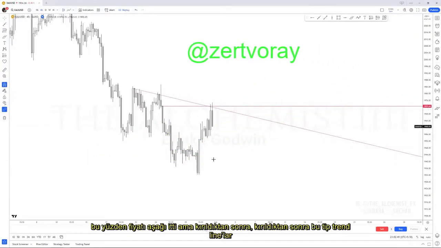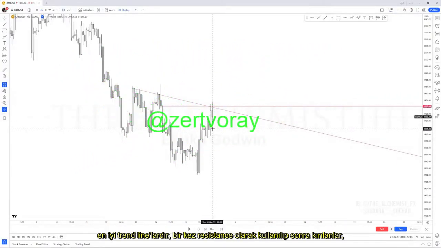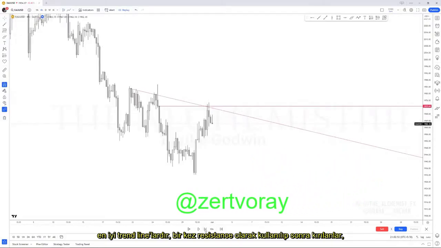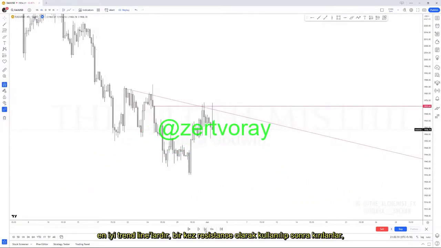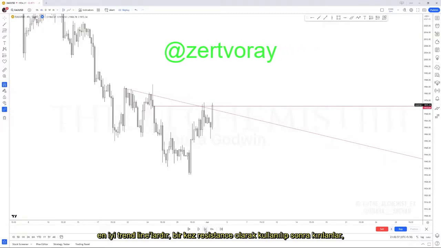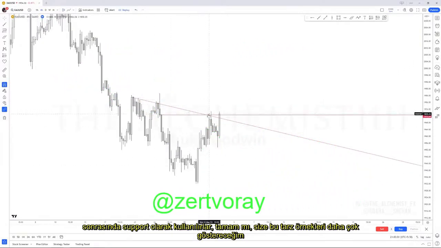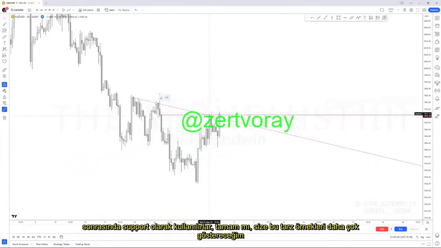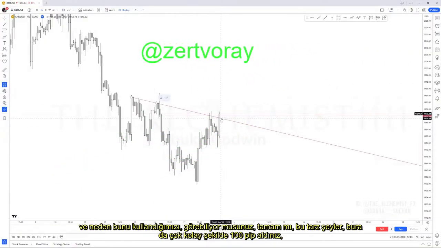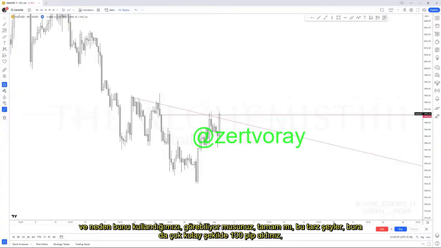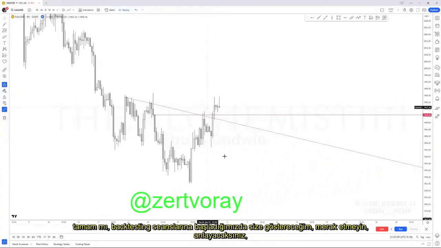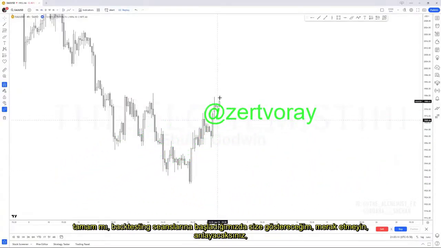And now look at this. It was once used as a resistance. That is why it pushed price down. But after it breaks, these are the best types of trend lines: the ones that were used as a resistance and then get broken, they get used as a support. I'll show you more examples like this, and that's why we're using that. Can you see that? So stuff like that. You had 100 pips very easily.